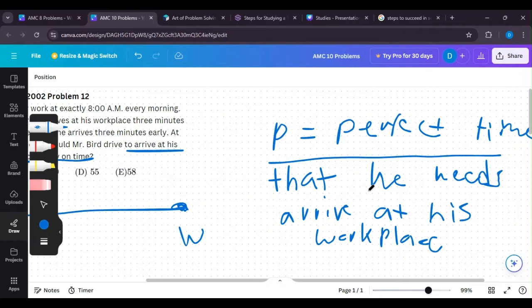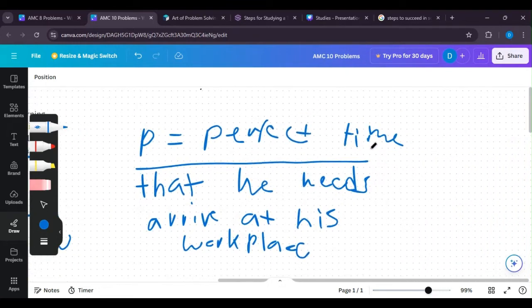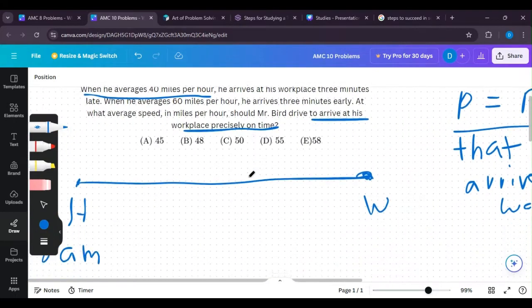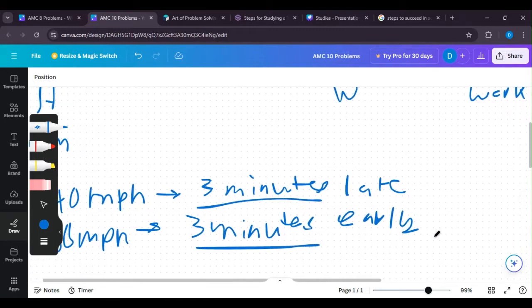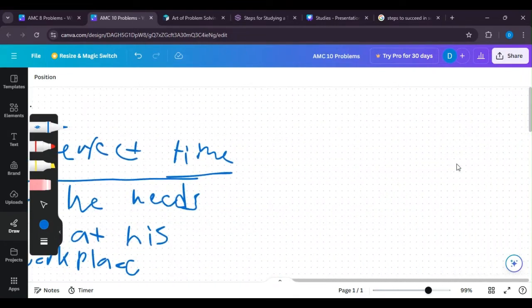Do we want to set it as minutes for the time or hours as the time? I'm pretty sure that we should set it as minutes because it says 3 minutes late and 3 minutes early. Want to make sure that everything is set to minutes. So, minutes.